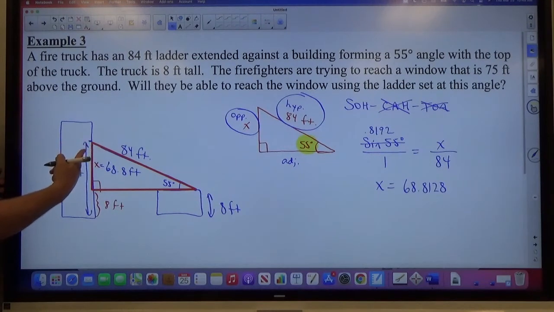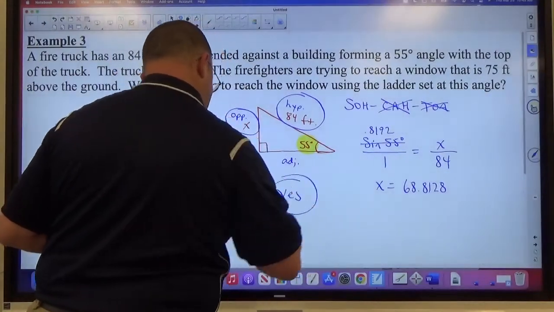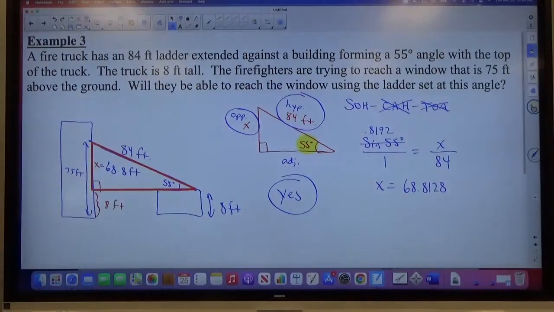So that if they dip it down just a smidge, they'll get to that window and save whoever's in there, and all will be well, right? So, will they be able to reach the window using the ladder set at this angle? You can say yes. All right? Obviously, if I was a firefighter, I'd probably dip it down a couple feet, be right at the base of the window, but anyway.